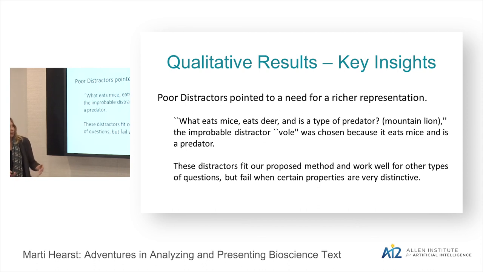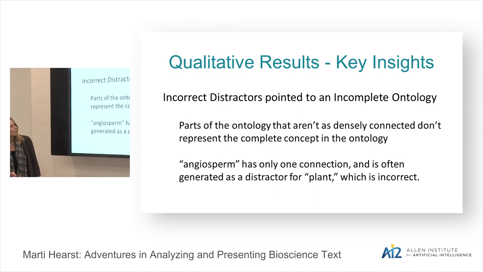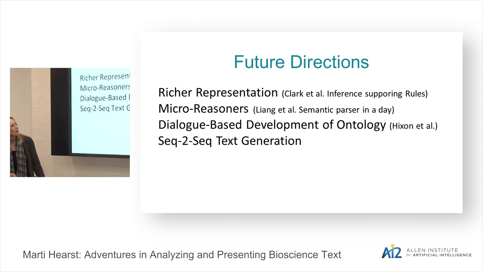So maybe that's where reasoning and so on has to come in. And then an incomplete ontology is also going to cause a problem. For example, angiosperm has only one connection, but it came up and was generated as a distractor for plant, and that's just incorrect, as was pointed out by the teacher.